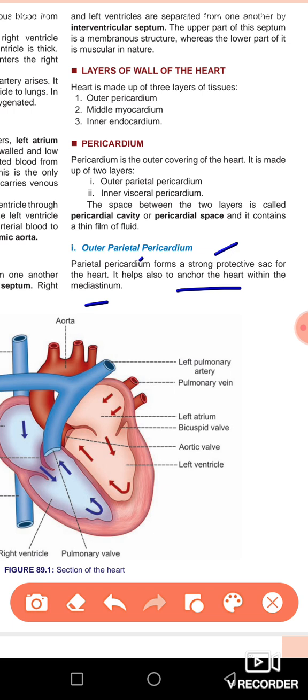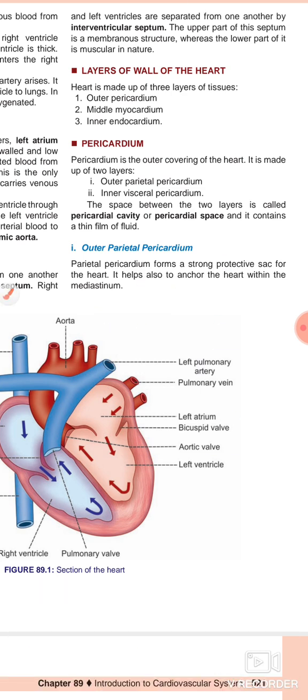So always, the word anchor means to fix. It means it is going to fix your heart at one position. It doesn't allow your heart to move up and down and right and back, because the heart is going to contract and relax with a large amount of force, so there is a chance that it could move up and down. Therefore, the function of your outer parietal layer is to anchor the heart into a fixed position, and not allow it to move up and down and right and back.